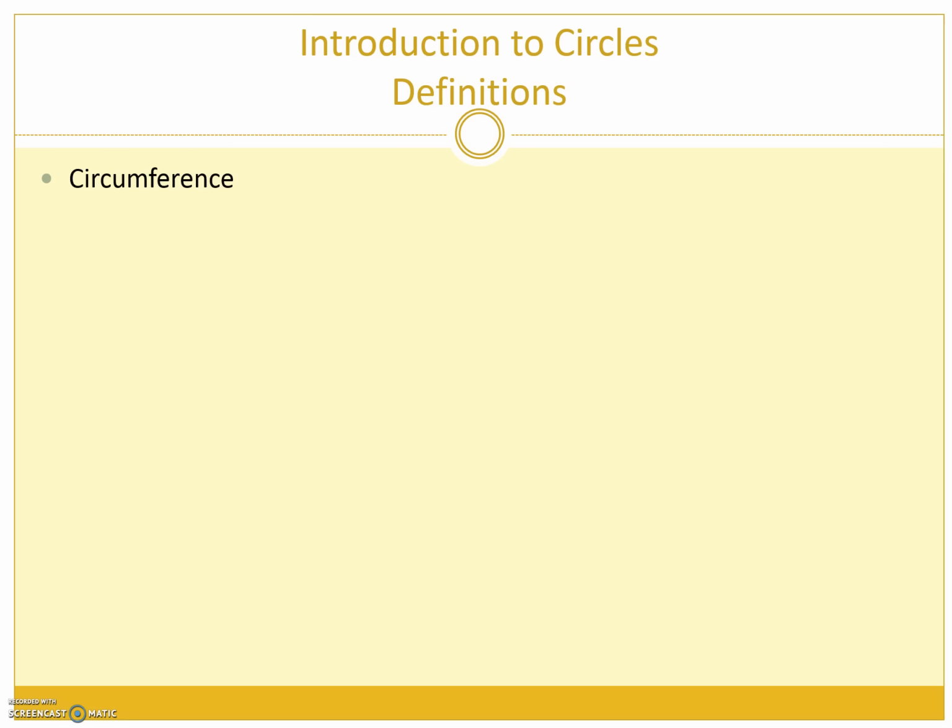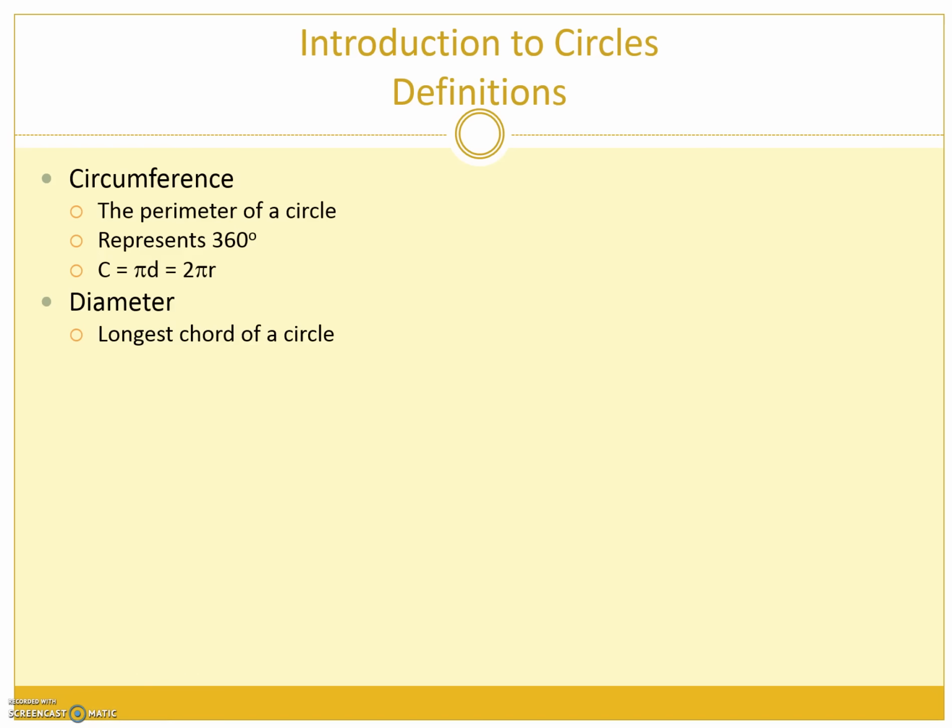So our first definition involving circles is our circumference. And we know that circumference is the perimeter of the circle. It represents a full 360 degrees. And we can calculate it in one of two ways. Circumference is equal to pi times our diameter, and circumference is also equal to 2 times pi times r.